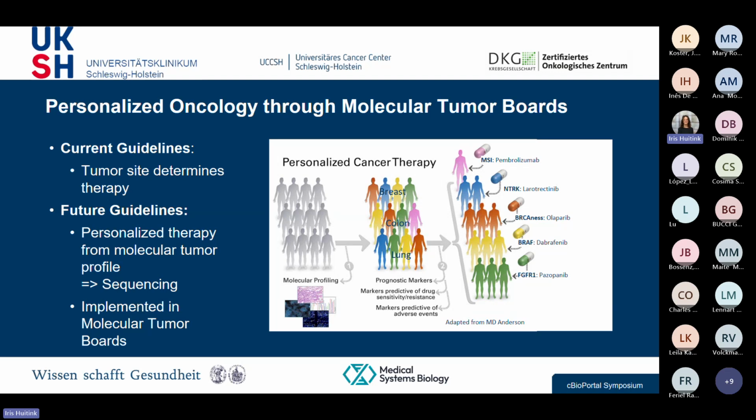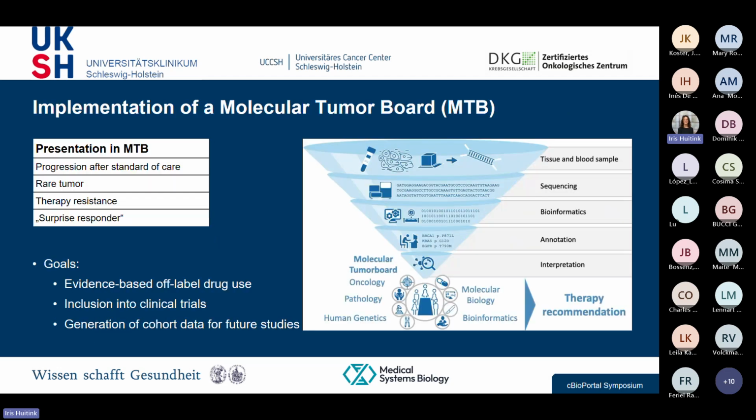according to the molecular makeup, saying certain mutations or certain other markers, and that the patients then can be better stratified and receive then a tailor-made therapy like pembrolizumab for MSI instability, or olaparib for BRCA tumors, or BRAF, then you get dabrafenib, for example. And this is something that is already implemented in molecular tumor boards.